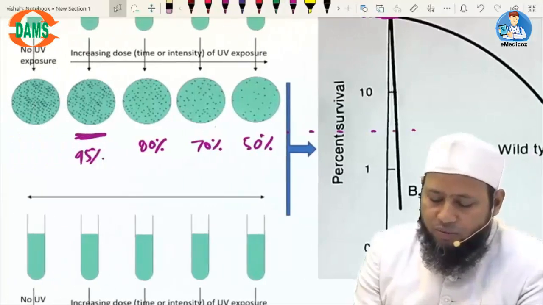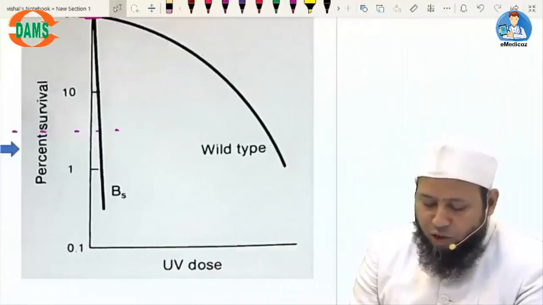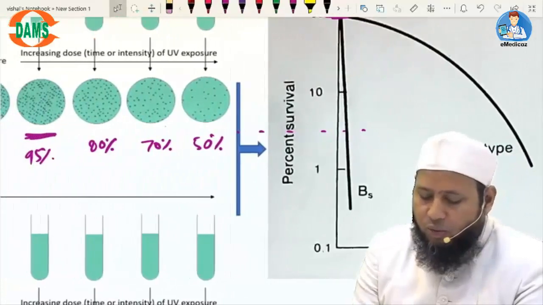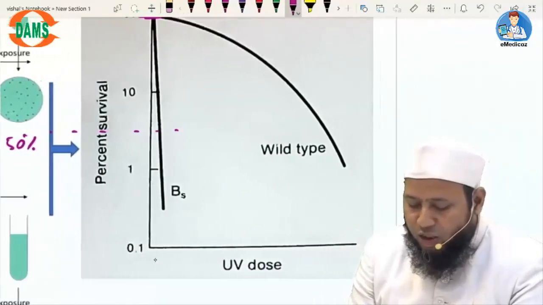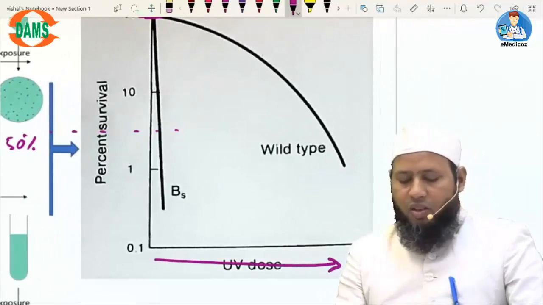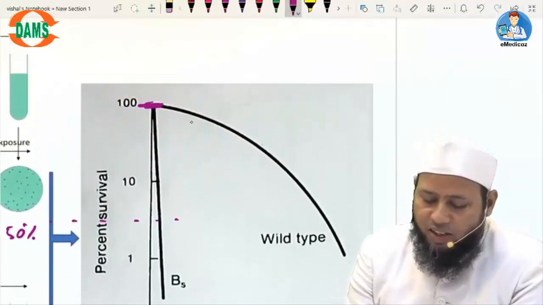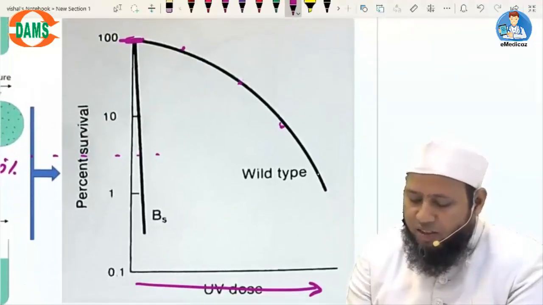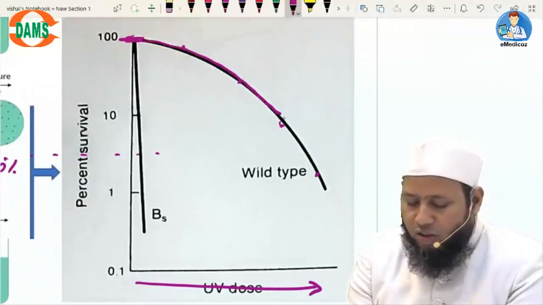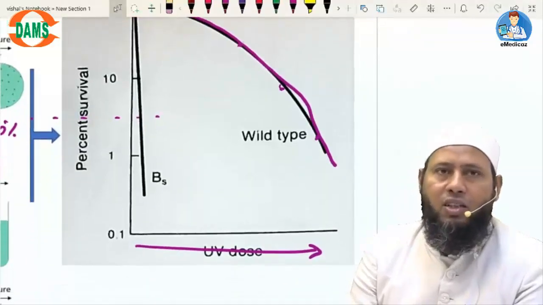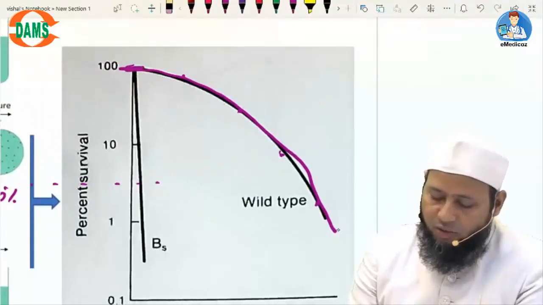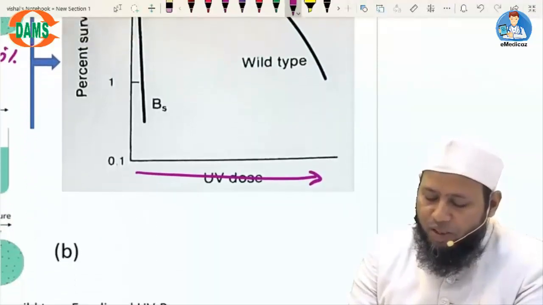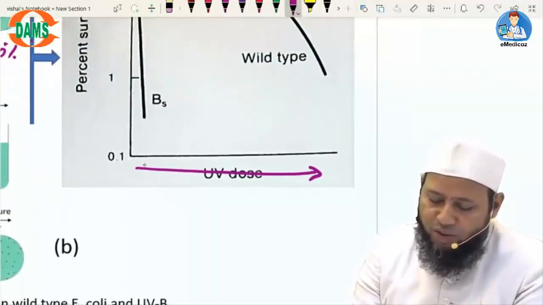Okay, so what do you do at the different UV exposures? You plot all these values, the percent survival, against the UV exposure on the x-axis. Let's suppose a dot comes here, another dot here, another dot here. You connect all those dots and you get this curve. This curve is called the percent survival curve in the presence of a mutagen. Here the mutagen is the UV radiation.